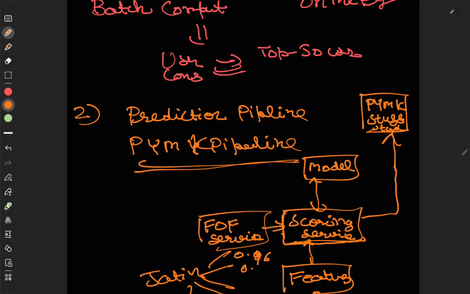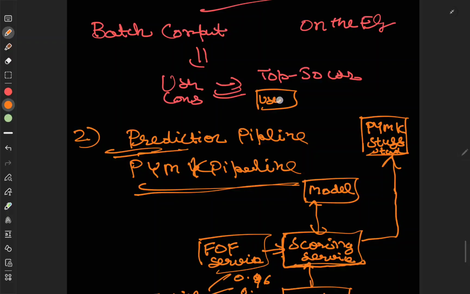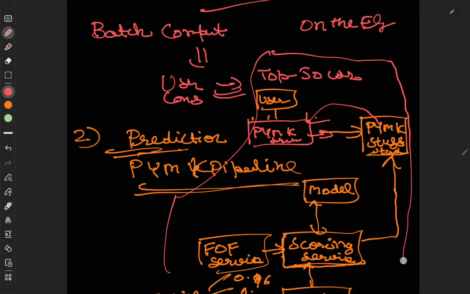But what happens when a user comes? That will be the prediction pipeline. So see, this is a user who is coming. Okay, this is the PYMK service. He would just call this particular store. Let me just draw it properly. He would just call it and he would just get the data here. So you see, all the stuff is pretty straightforward and logical enough.